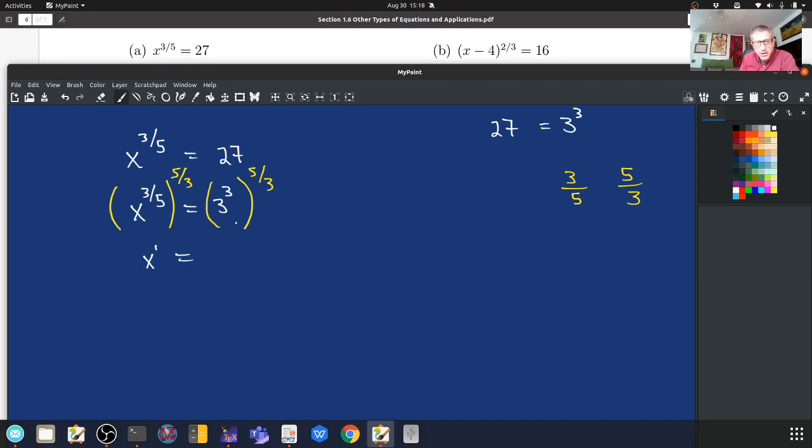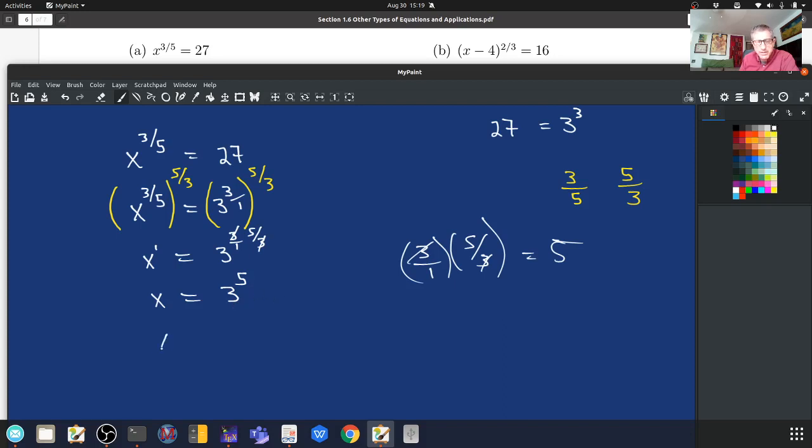But over here, I'm going to use what I just told you. 3 to the 3rd raised to the 5/3 is equal to 3 to the 3 over 1 times 5 over 3. So those 3's are going to cancel out. In other words, I'm just multiplying 3 over 1 times 5/3. The 3's cancel, and I have 5. So x is equal to 3 to the 5th.